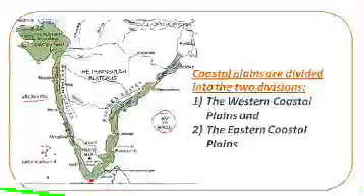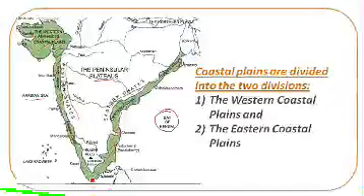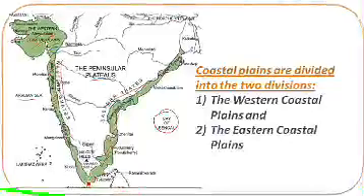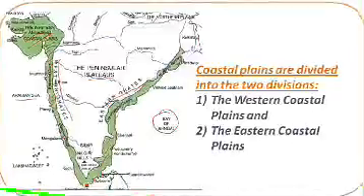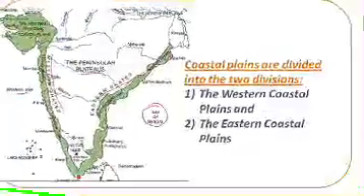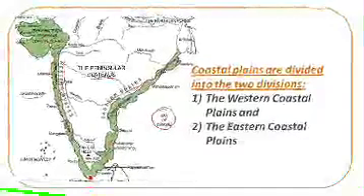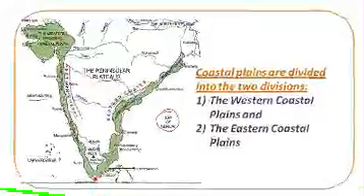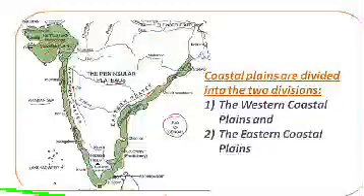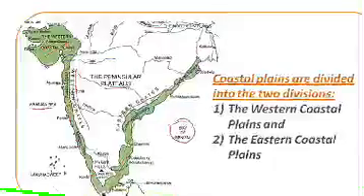Now the western coastal plain is lying towards the west side, between the Western Ghats and the Arabian Sea. I hope it is clear. The eastern coastal plain is lying towards the east side, between the Eastern Ghats and the Bay of Bengal. The western coastal plain is narrow in width, as you can see, whereas the eastern coastal plain is wider.